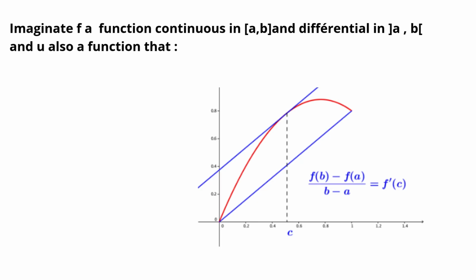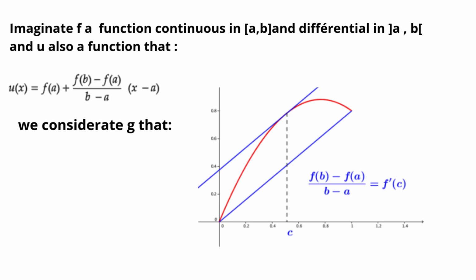To do this, we'll build a helper function. Let's define a new function called u of x. We set u of x equals f of a, plus the average rate of change, that is, f of b minus f of a over b minus a, times x minus a. This function u is just the equation of the straight line passing through the points a, f of a, and b, f of b. In other words, it's the secant line.